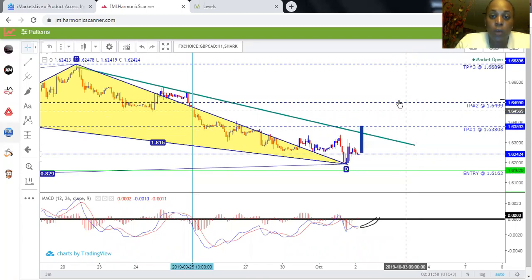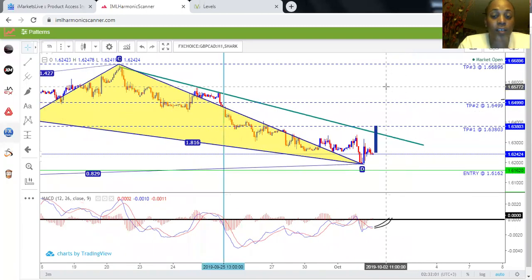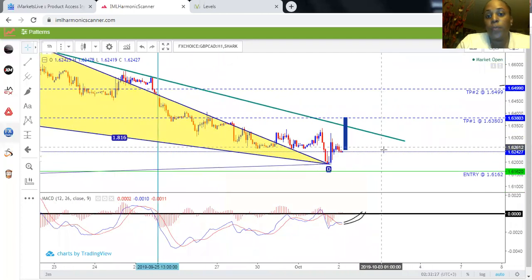Right? Now, I just want to quickly touch on stop losses so that I can close off harmonic scanner training and go on to levels training, right? Where do you place your stop loss? I want everybody to pay close attention because I am not going to use the harmonic scanner stop loss. Right? Good. So, where would you place your stop loss?